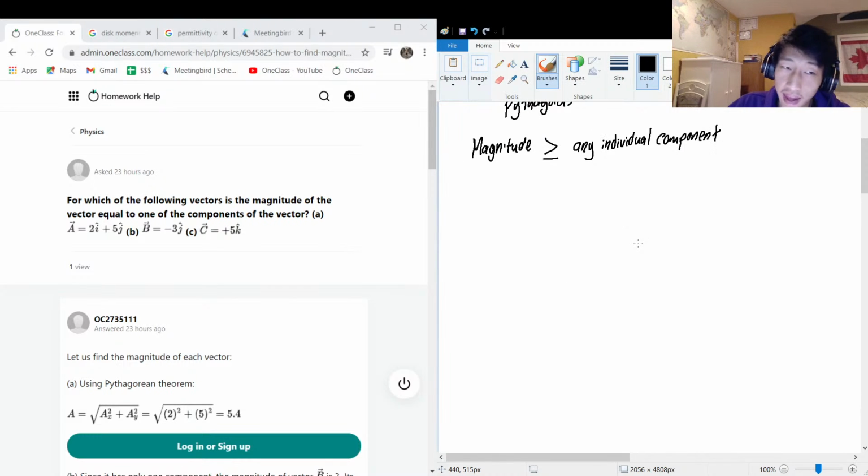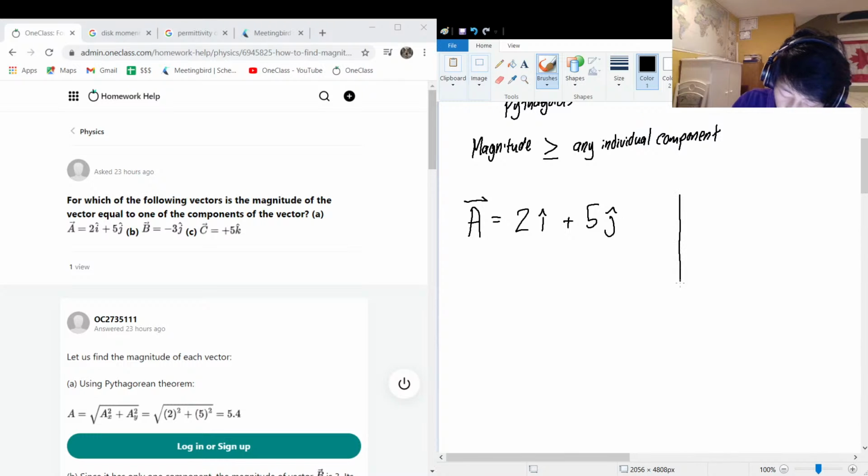So let's start off with A. The vector A is equal to 2 in the I direction, 2I. I like to draw my I's, for the unit vector, with a triangle hat on top, or pour vous qui sont français, un accent circonflexe. It's just easier to draw. And then we have 5 in the J direction.